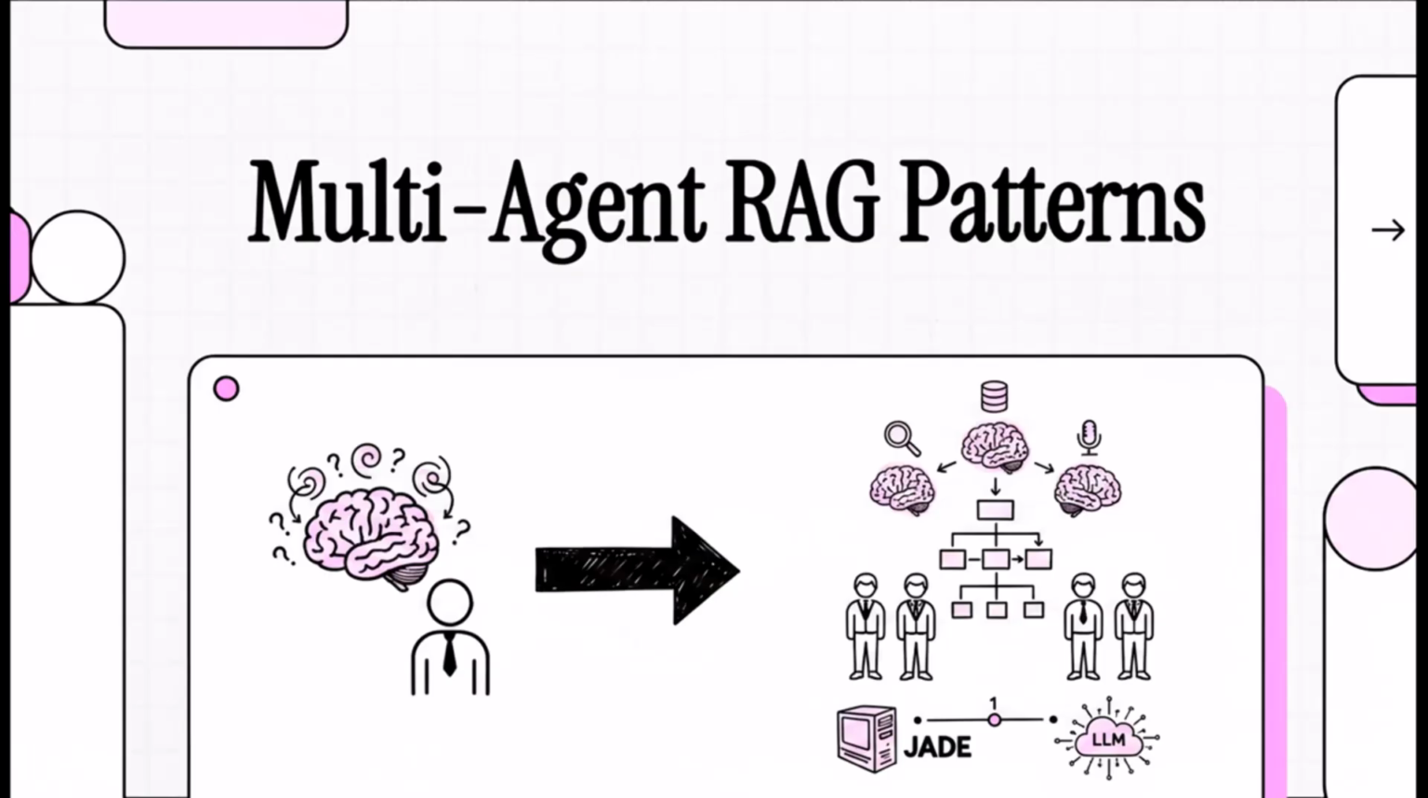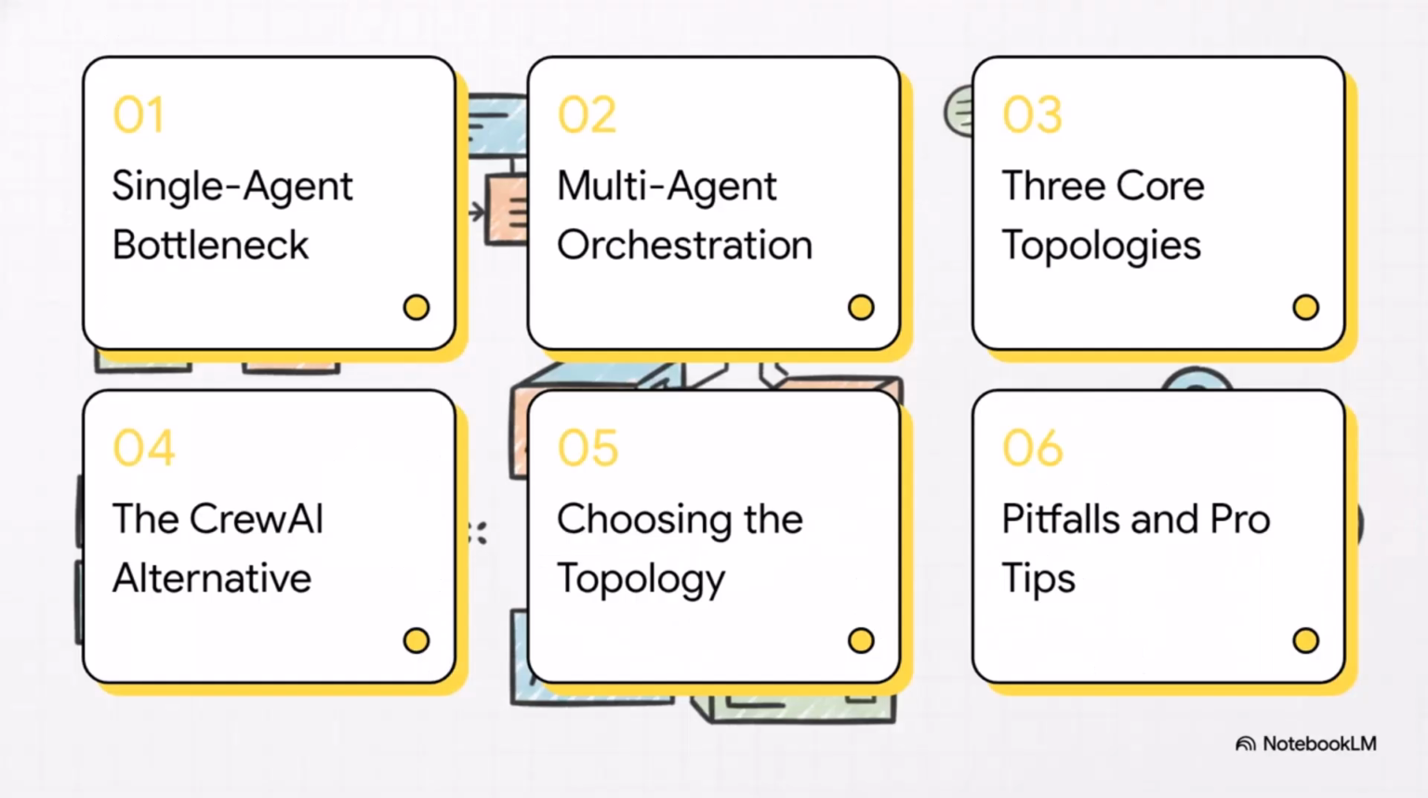efficient, specialized corporate team. Now, it turns out multi-agent systems actually date all the way back to the 1990s with frameworks like Jade, but it's the modern LLM era that has suddenly made orchestrating these specialized AI retrieval agents incredibly practical and, honestly, incredibly powerful. Okay, let's dive into this.